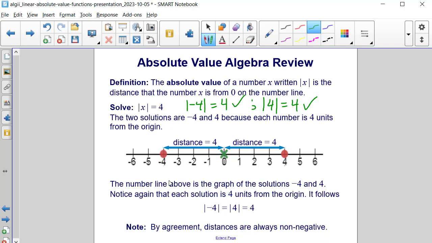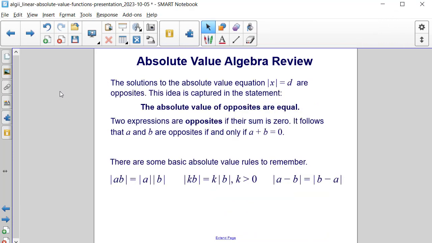It's measuring the distance. So the number line above is the graph of the solutions negative 4 and positive 4. Notice again that each solution is 4 units from the origin, and it follows that the absolute value of negative 4 is equal to the absolute value of 4, which is equal to 4. And by agreement, distances are always considered to be non-negative values. It can also be stated that the solutions to the absolute value equation, the absolute value of x is equal to d, are opposite values.